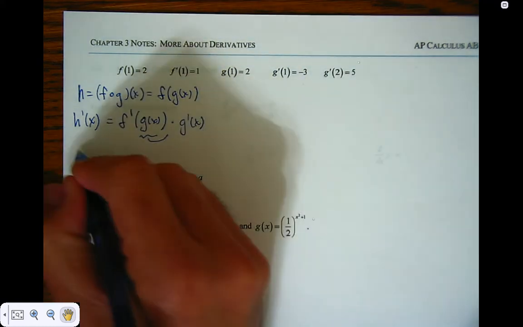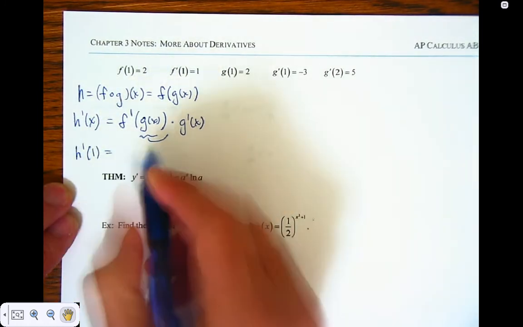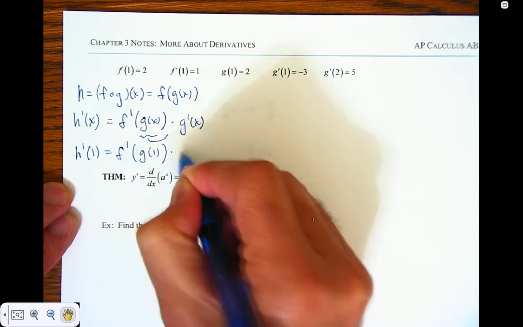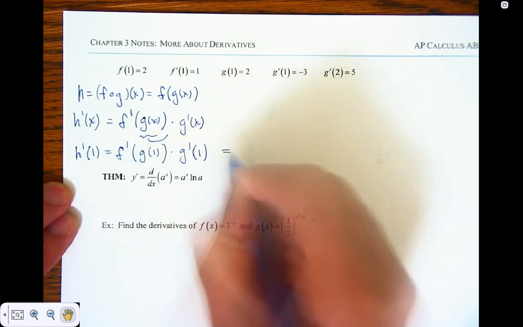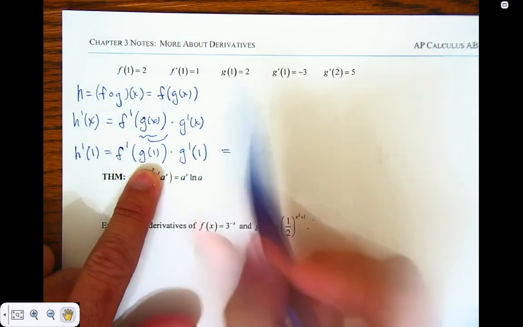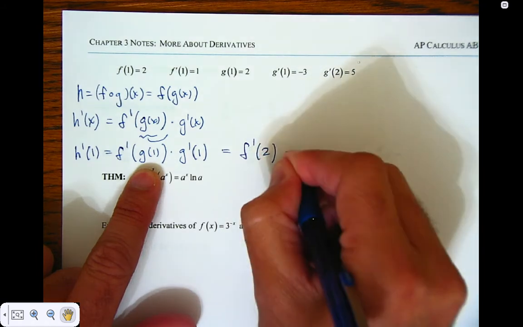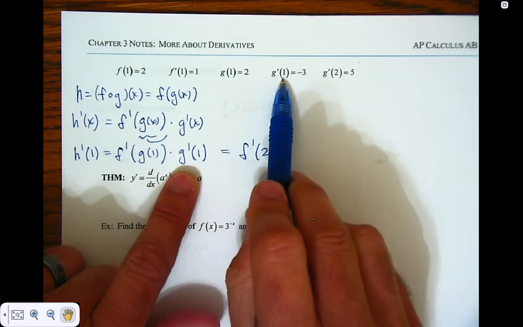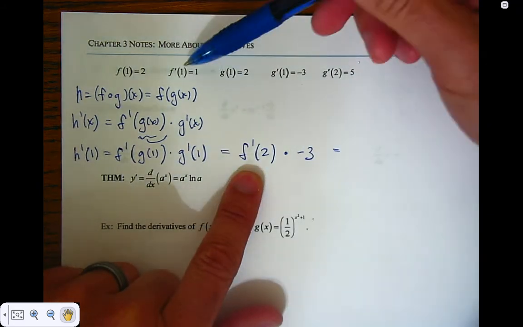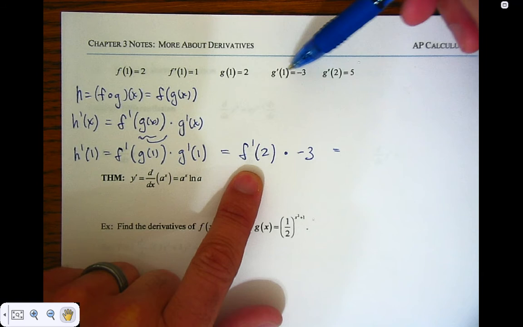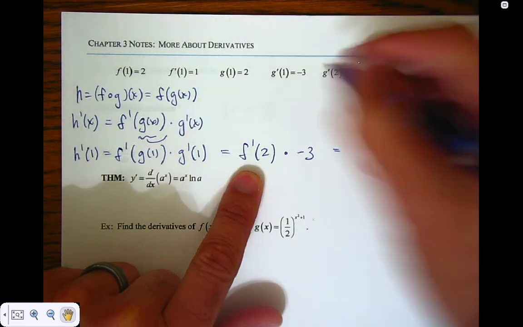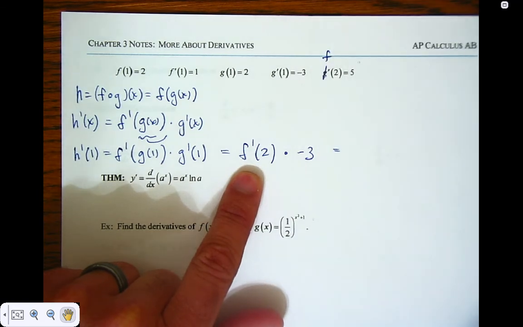Okay, and so if I wanted to find h prime of 1, I just plug in. I say, well, it's f prime of g of 1 times g prime of 1 equals. Okay, let's find g of 1. G of 1 is 2. And so this would become f prime of 2 times g prime of 1 is negative 3. F prime of 2, ruh-roh, then give it to us. So what I'm going to do is I'm going to write that as an f, because that must be a typo.